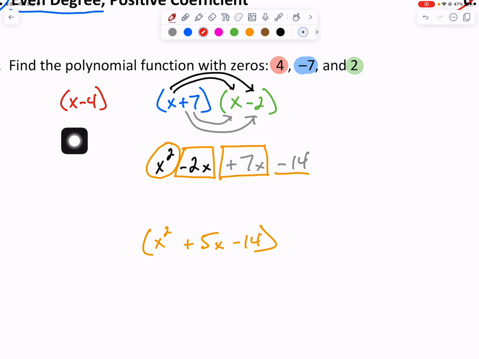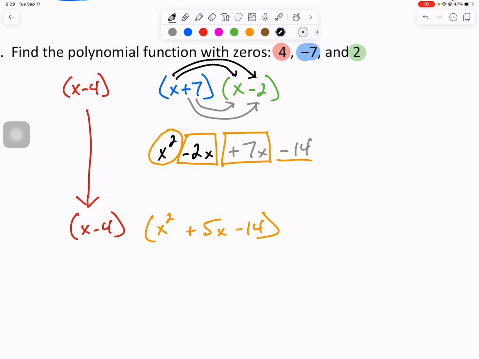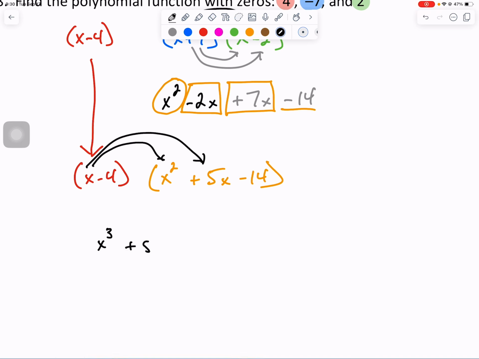Now, our x minus 4, we are going to drop down. And we're going to do the exact same thing we just did. I know, it's kind of annoying, but it needs to be done. X times x squared, wonderful work, gives you x cubed. X times 5x, yes, gives you plus 5x squared. X times negative 14 is simply minus 14x.